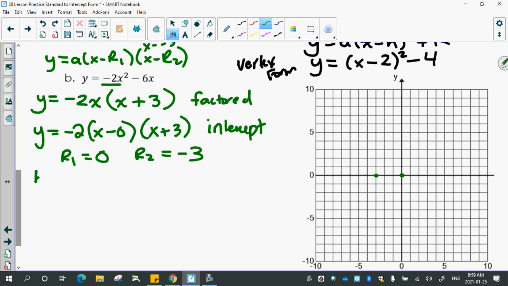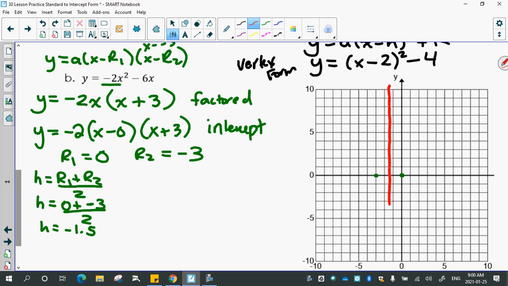Then you're going to use the formula h equals (r1 plus r2) over 2. So that's 0 plus -3 divided by 2, which is going to be -1.5. Which means that at -1.5, like in the middle of this column here, your vertex is going to be somewhere along there. Okay? So that's my h.